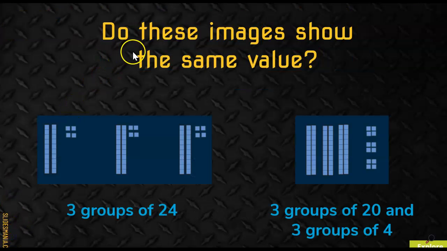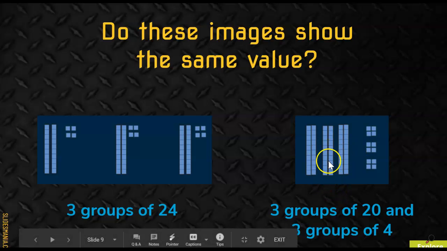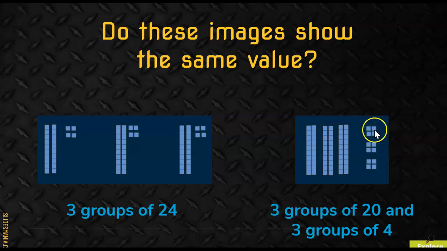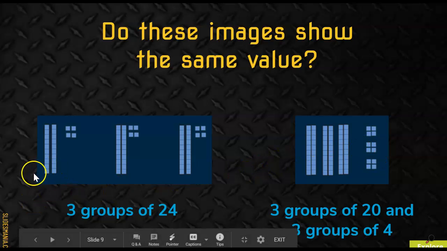On our next slide, the question is, do these images show the same value? And over here, this is what we actually showed on our previous problem, 3 groups of 24. So we have 3 groups of 24 right here. And over here, we have 10, 20. These are 3 groups of 20. And I have 3 groups of 4. Let's pause for a minute. I want you to take a look at them and let's figure out, do they show the same value?